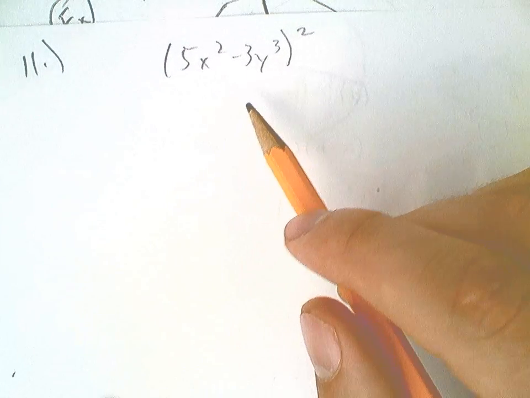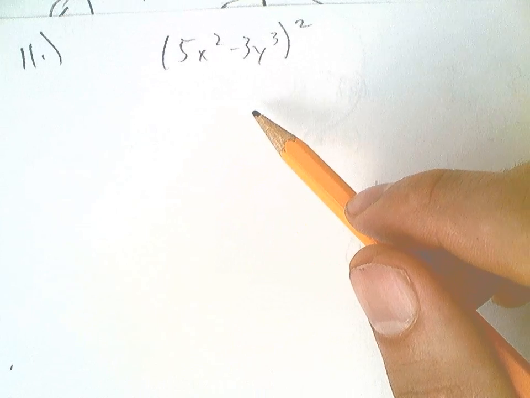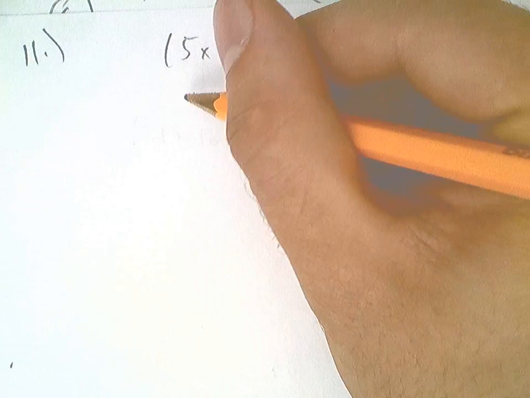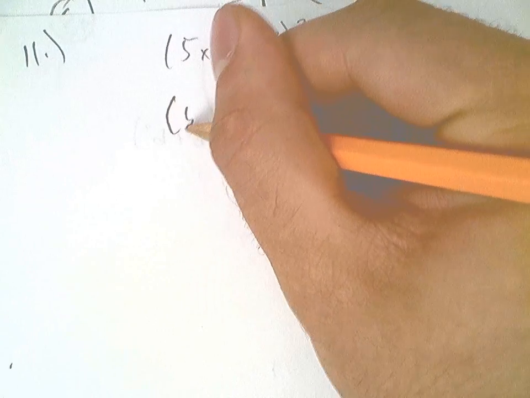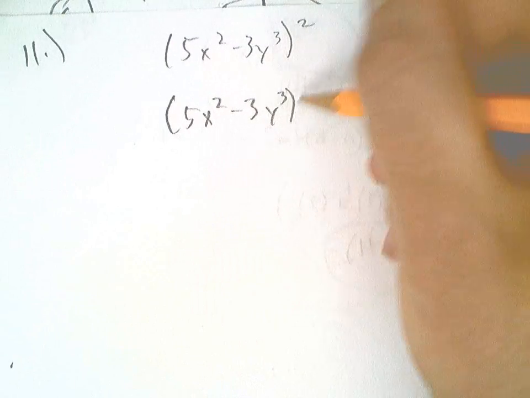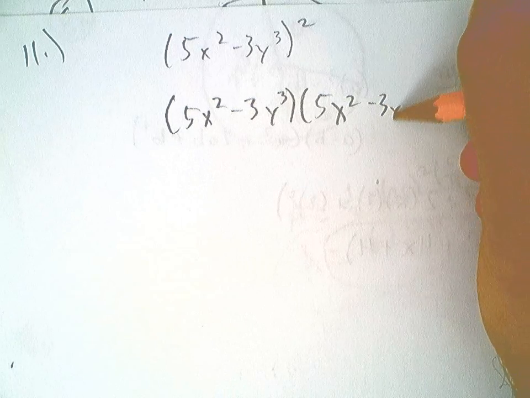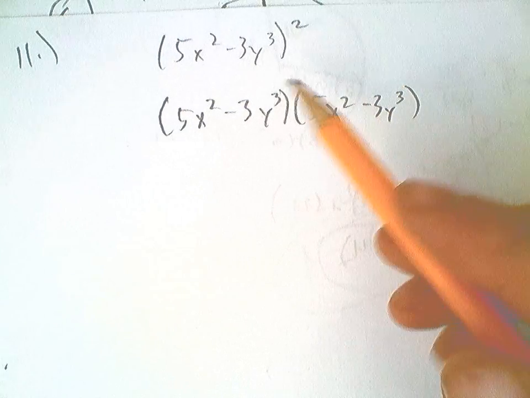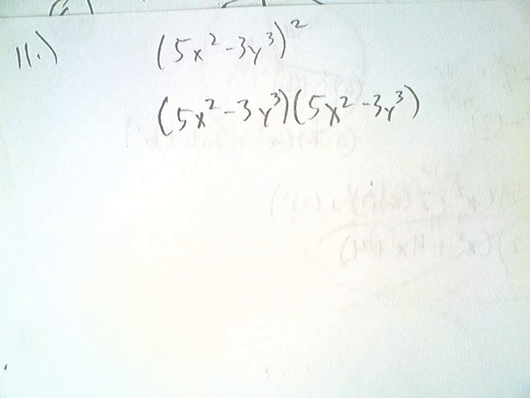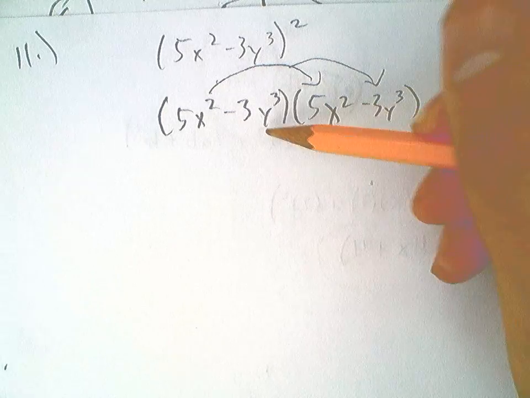Number 11 asks us to figure out which expression is equivalent to this, 5x squared minus 3y cubed to the second power. So we'll have to do a lot of algebra here. So the first thing that I'm going to do is rewrite this so that I can use the distributive property. So squaring something is the same thing as multiplying it by itself. So let's see if we can work this out here.